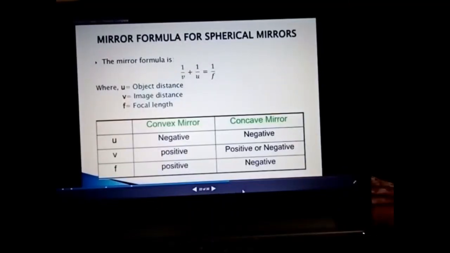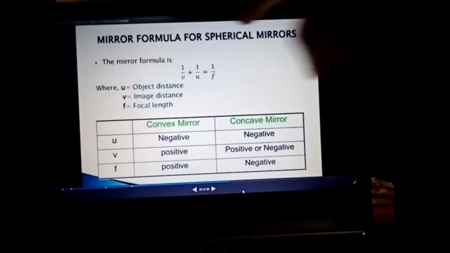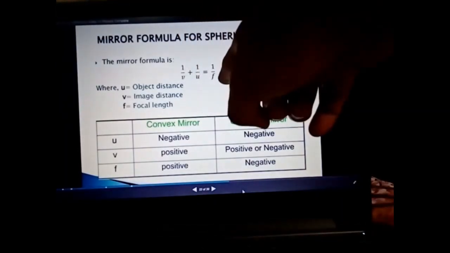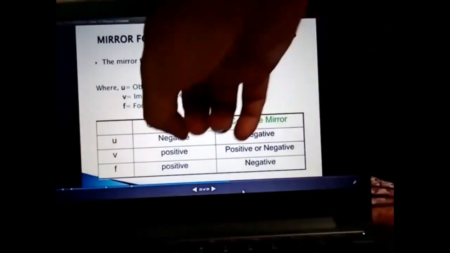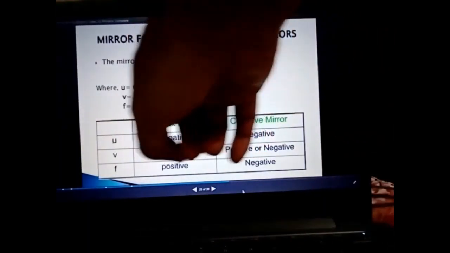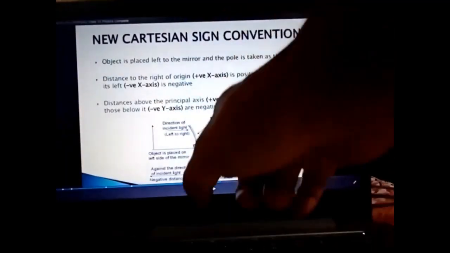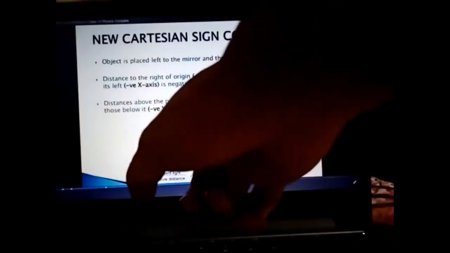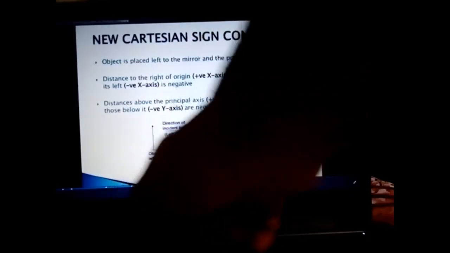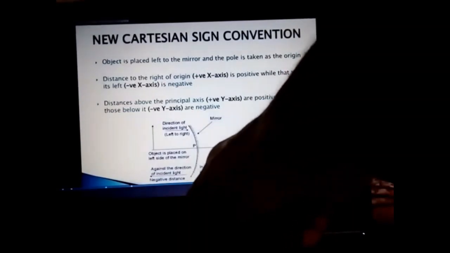Next topic is mirror formula, the mirror formula for the spherical mirror. The mirror formula is given by 1/v + 1/u = 1/f, where u is the object distance, v is the image distance, and f is the focal length. In the previous slide, we studied the new Cartesian sign convention, according to which all distances to the left of the pole are considered negative and all distances to the right of the pole are considered positive.